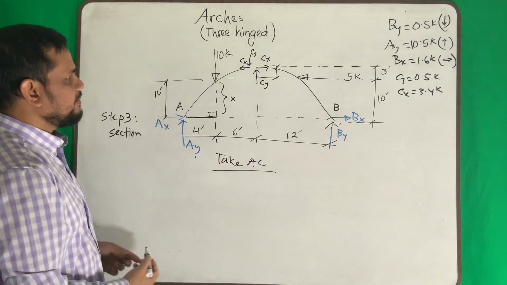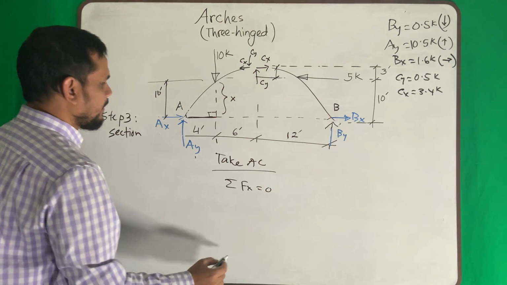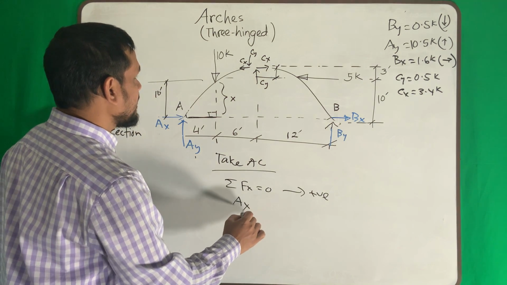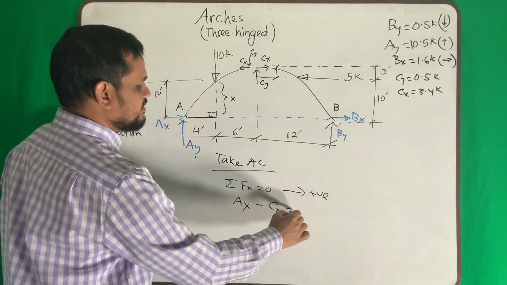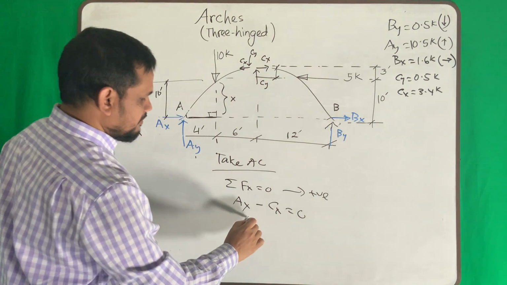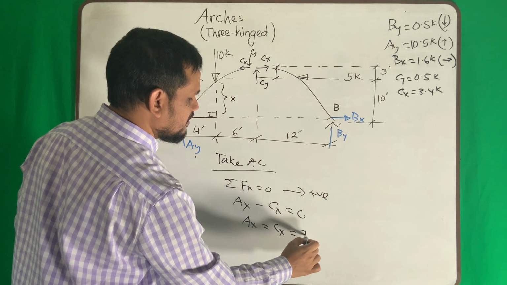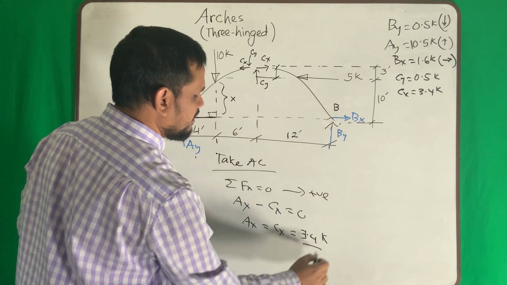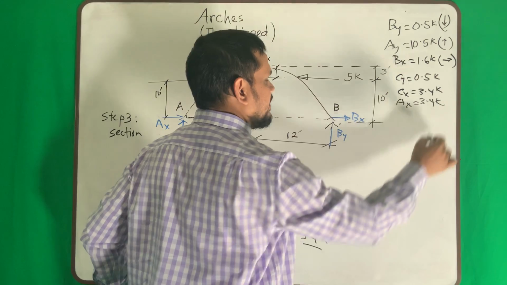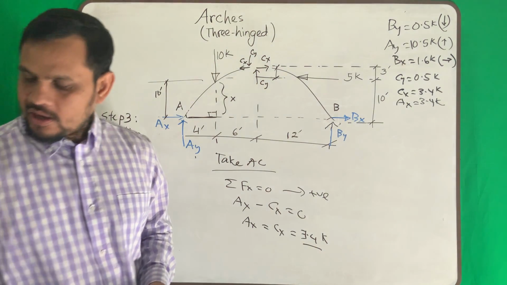If I take AC member, I need to find Ax, so I will apply summation of Fx is 0. So consider this way is positive, so Ax minus Cx is 0, because Ax this way, Cx that way. That means Ax equals Cx, whatever we found, 3.4 kip. So Ax is 3.4 kip. Okay, so I solved the entire arch.